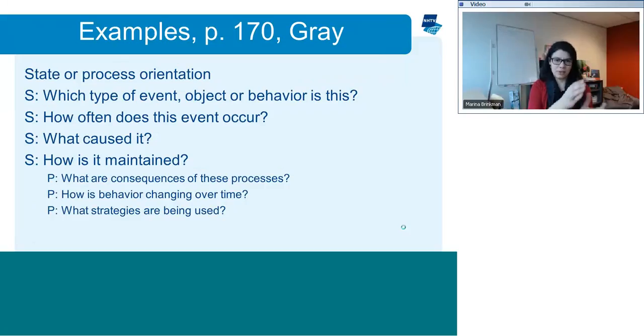So if we think of this state orientation, you will ask yourself, which type of event or which type of behavior am I observing? What is this? How often does this occur? What might possibly cause it? How is this maintained? So you're really interested in the current status of the concept that you're investigating.